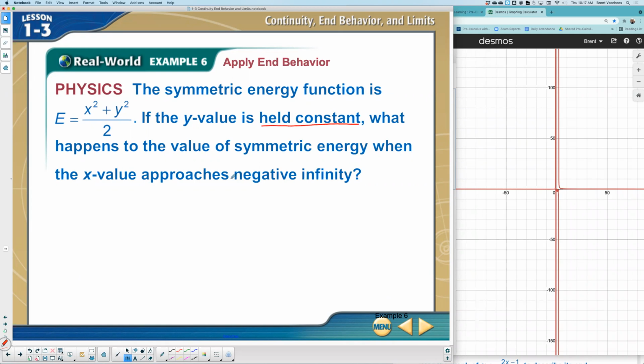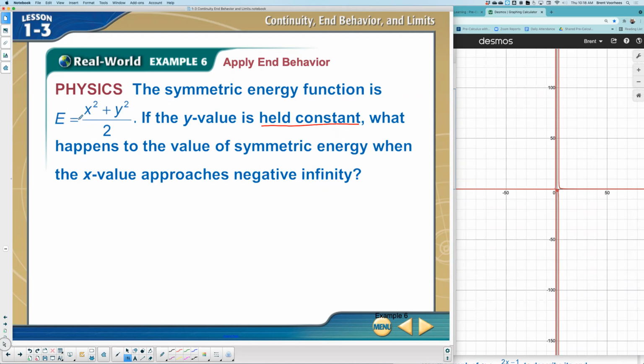If it's constant, it stays the same. So basically you can substitute a number in there. What happens to the value of the symmetric energy when the X value approaches negative infinity? And so basically what's happening, since I haven't shown you the algebra of this, is we will graph this and we'll just put in a constant or ignore that for a second.